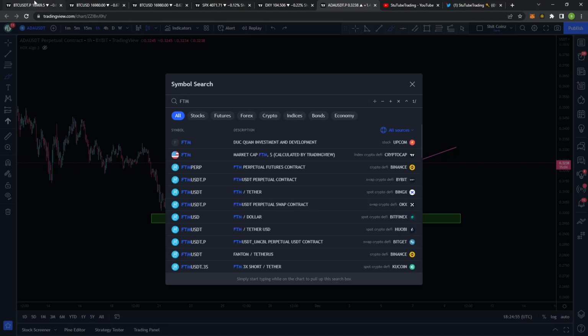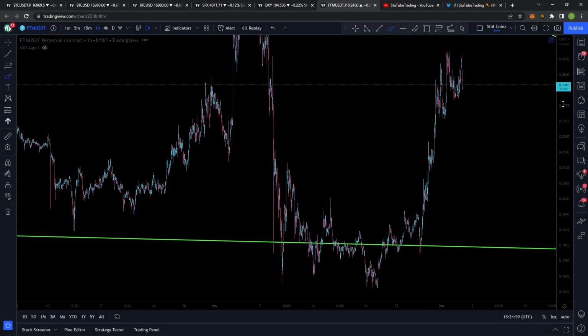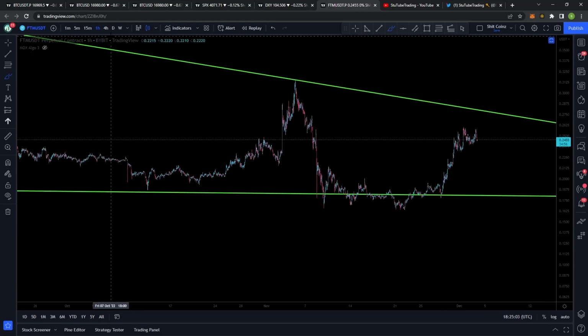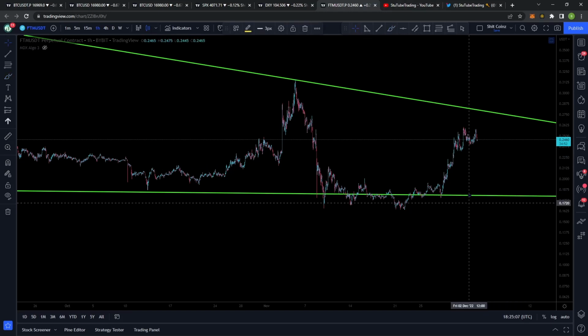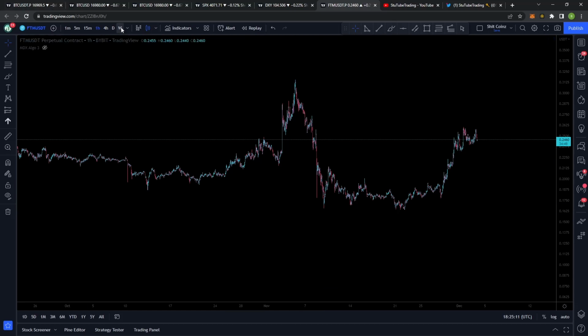FTM. I was looking at FTM the other day, actually. Whoa, that has taken quite the pump. Let's just clean things up a little bit. Let's just start from scratch.